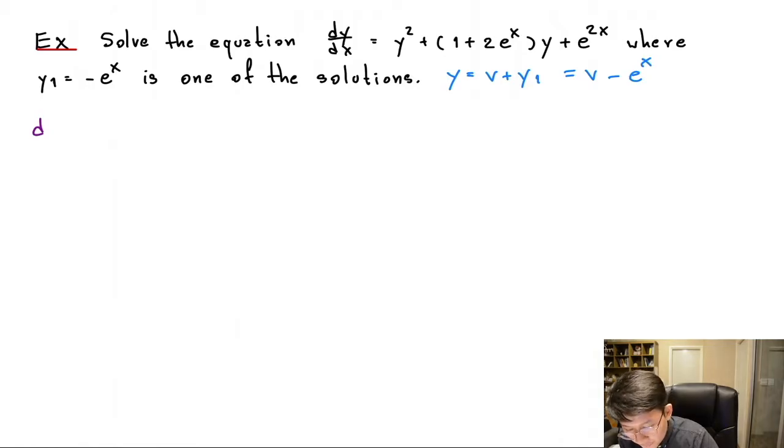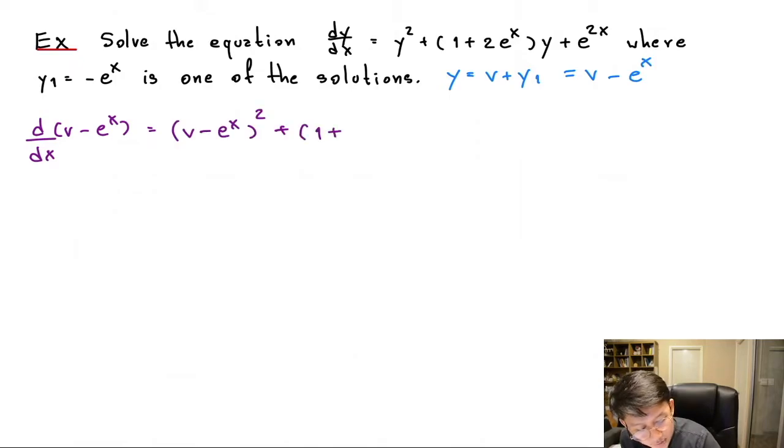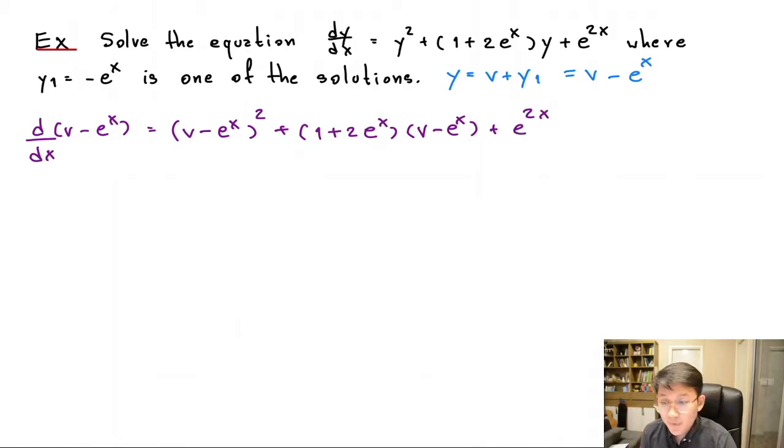So we have d of v minus e to the x by dx equals v minus e to the x squared plus 1 plus 2e to the x times v minus e to the x plus e to the 2x. Basically, I just substitute v minus e to the x for y in this equation.